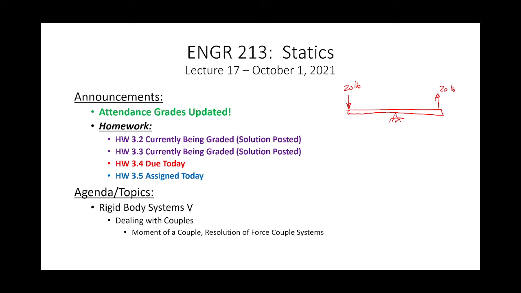Well, from a sum of forces perspective, yes, because I have 20 pounds going down, 20 pounds going up. So if I were to add up those vectors as if they were a resultant vector, I would get a resultant of 0. But obviously the system is not in static equilibrium, because while it might not want to translate, it certainly wants to rotate, right? This particular system, these two 20-pound forces acting together, comprise what's called a force couple, okay?